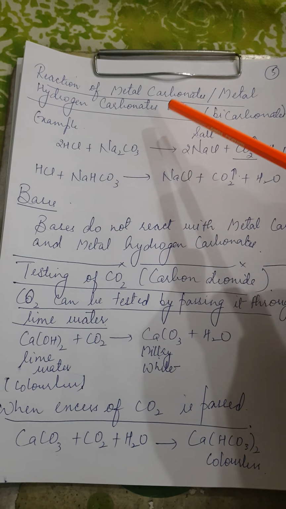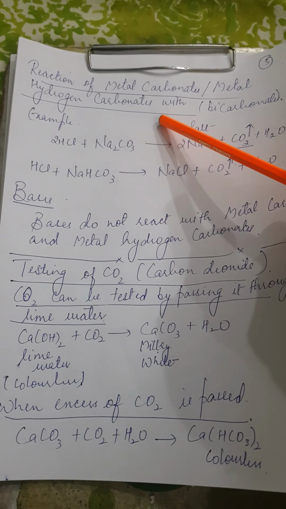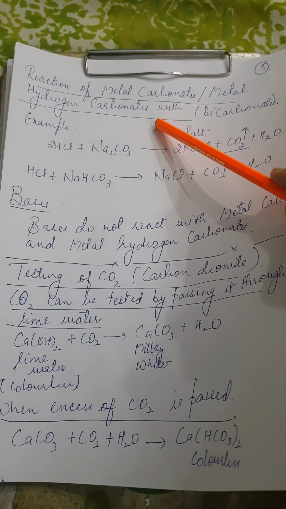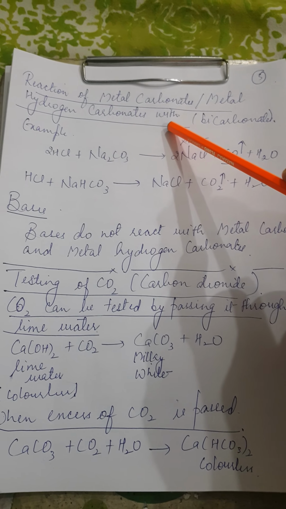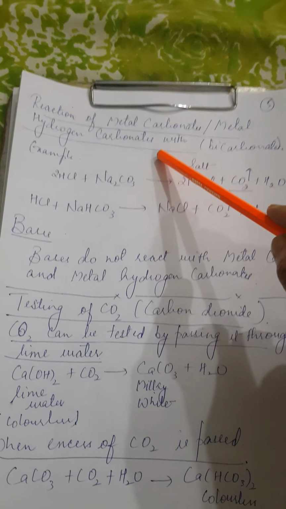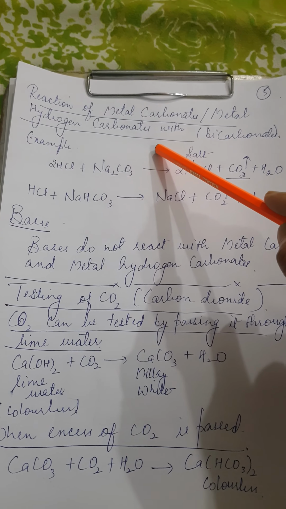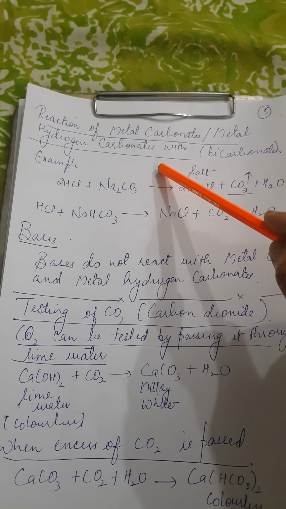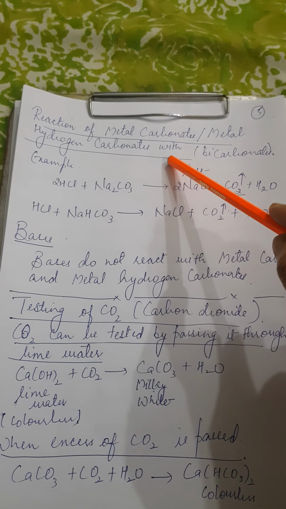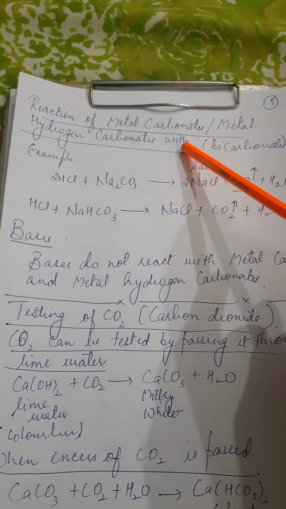Okay, beta, we discussed three topics. First, physical properties of acids and bases. Then after that, we discussed indicators. And third topic was reaction of acids and bases with metal.